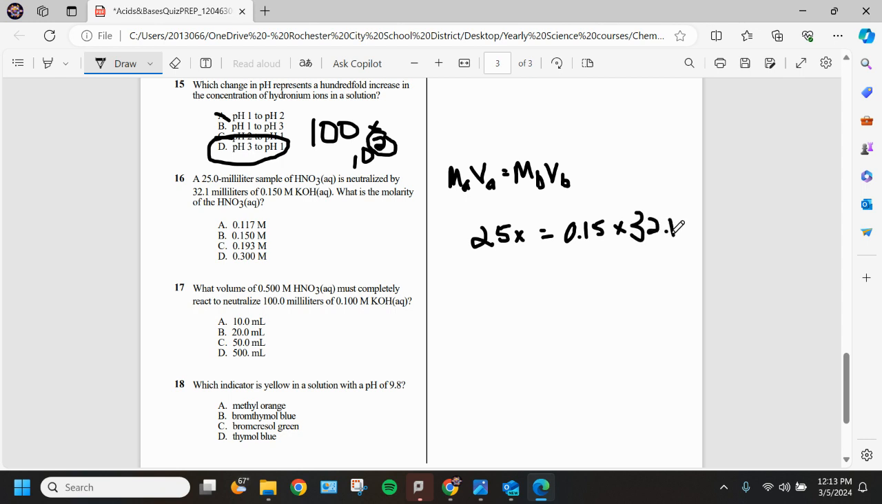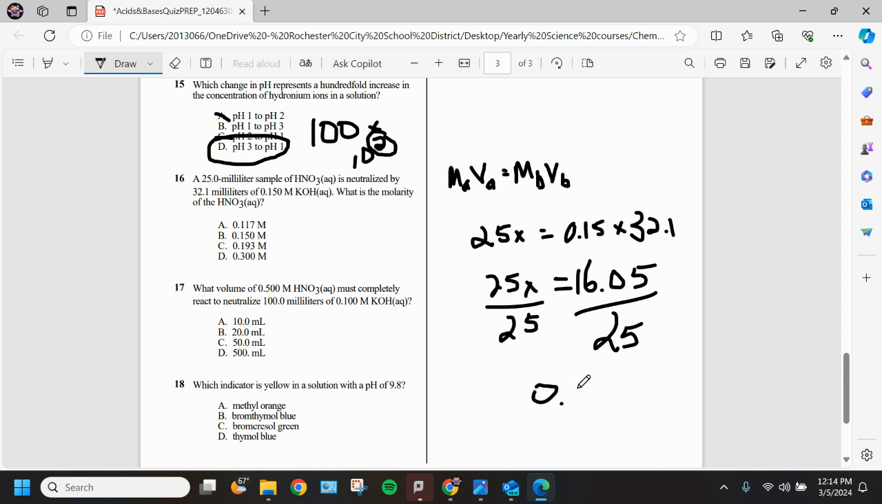Okay, so I'm going to reduce that first. In the calculator, I'll type in 32.1 times 0.5, which is basically half of that. That is 16.05. 25x. In order to get x by itself, divide by 25. What I do to one side, I have to do to the other. So I have 16.05 divided by 25. That's going to equal 0.642 in my calculator.